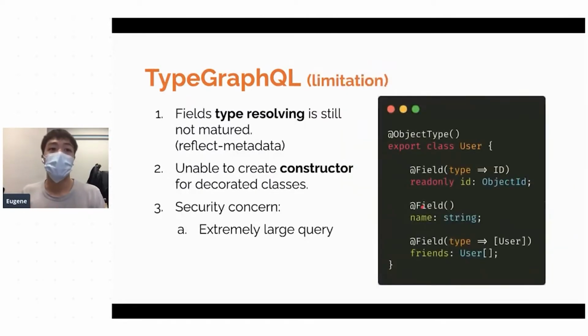But there is still some limitation because this concept is still quite new. So field resolving is still not mature. For example, reflect metadata sometimes cannot decide what kind of output you are going to get. And you cannot create a constructor for these classes because TypeGraphQL will create their own constructor. There is also some security concern, for example, extremely large queries, but this can be easily detected.